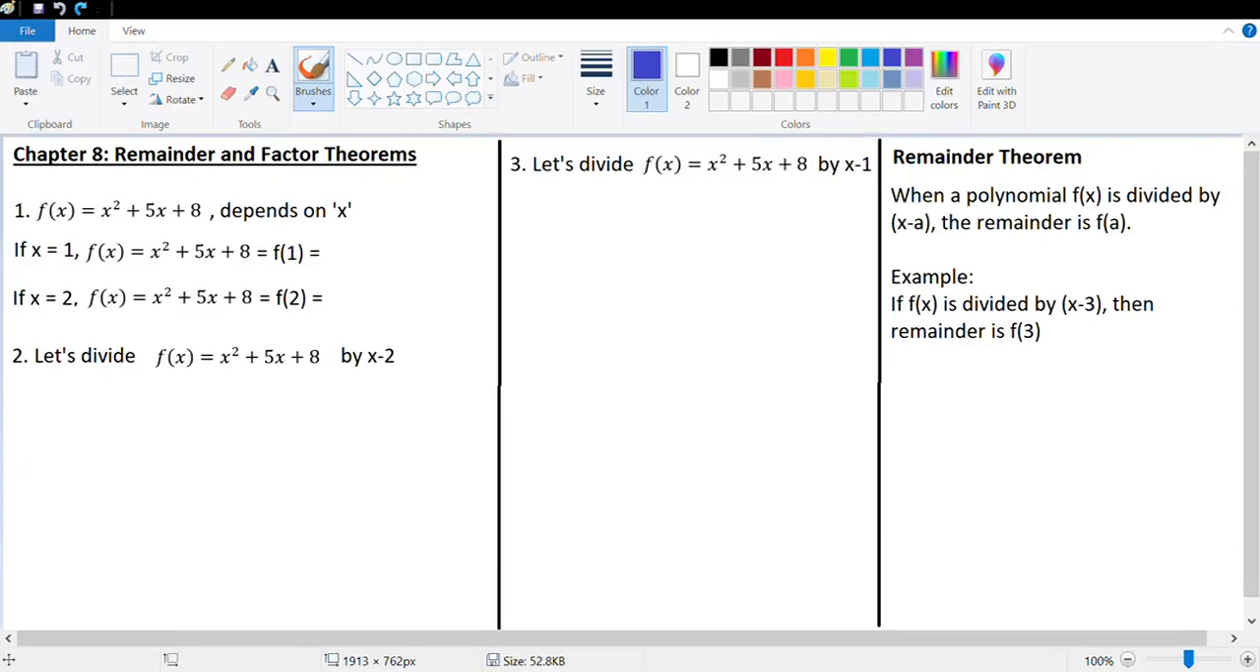Hi guys, let's start a new chapter. This is chapter number 8, which is called Remainder and Factor Theorem. Now, before we go ahead and look at the new concept in this chapter, let's quickly look at things which we already know.